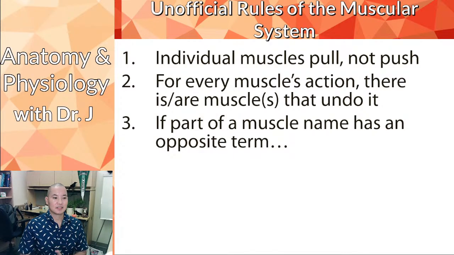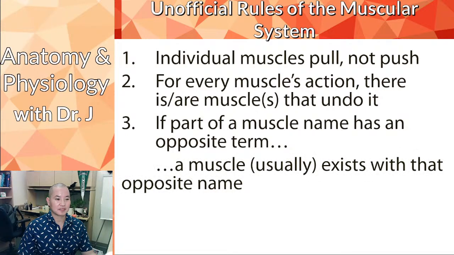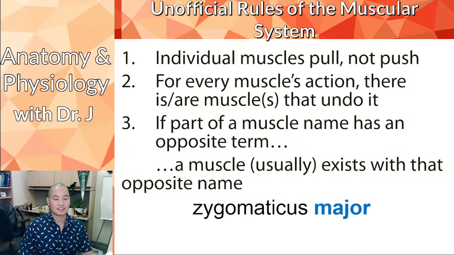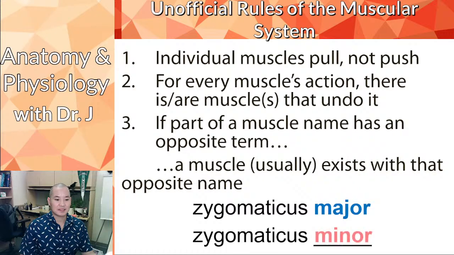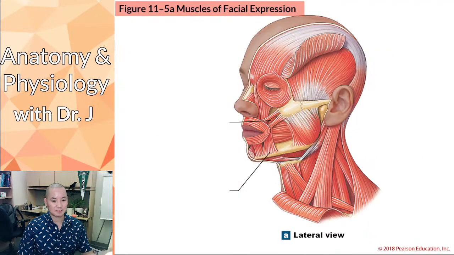If part of a muscle name has an opposite term or antonym, typically a muscle exists with that opposite name. Like we mentioned, Zygomaticus Major that we identified earlier, the opposite of major is minor, right? So if there's a Zygomaticus Major, there's a Zygomaticus Minor, and there is a Zygomaticus Minor.